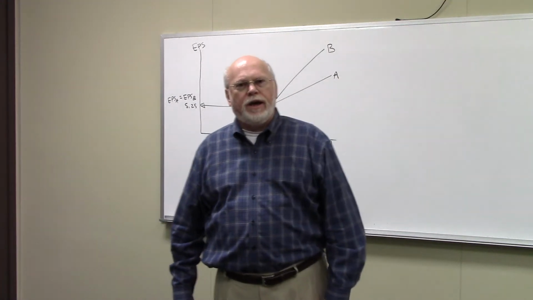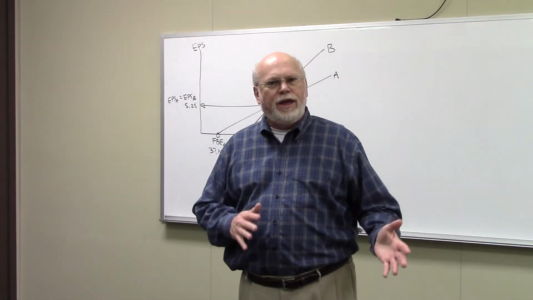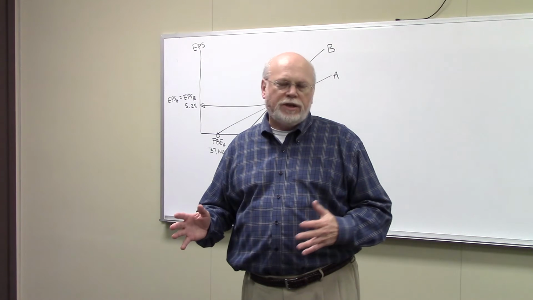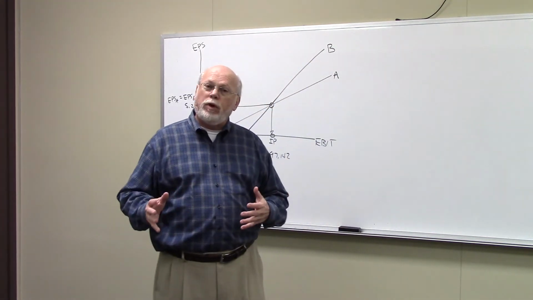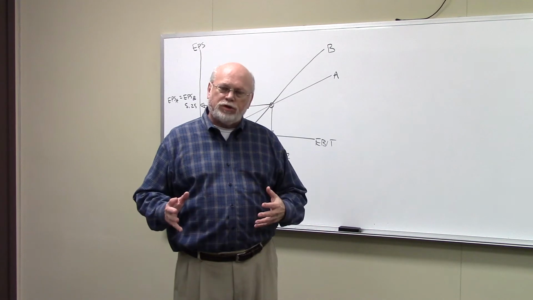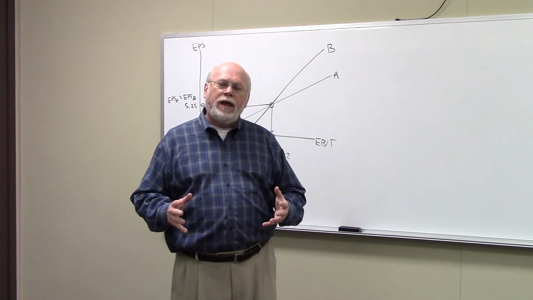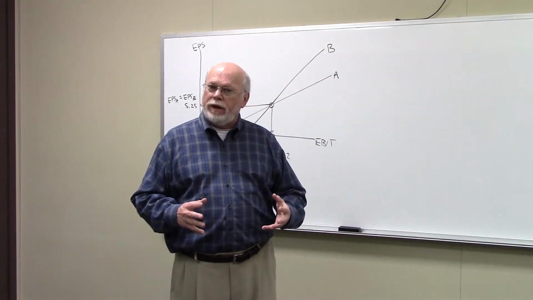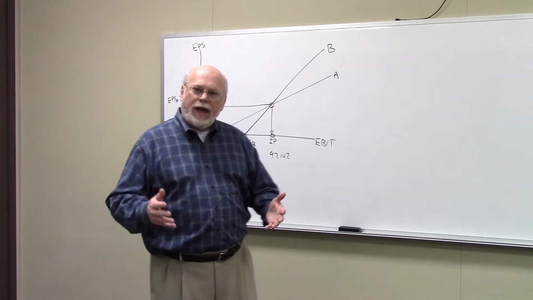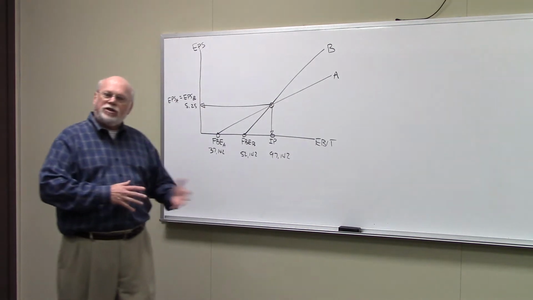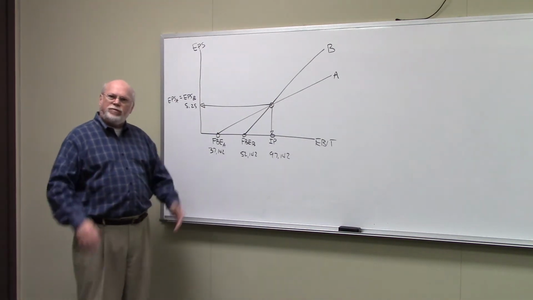Now, we've been looking at how to do an EBIT earnings per share analysis. At this point, we've calculated the financial break-even points under both capital structures, both options that we're looking at. We've calculated the indifference point between those two capital structures. And we're now going to graph it out so we can visually see what we've been doing here.